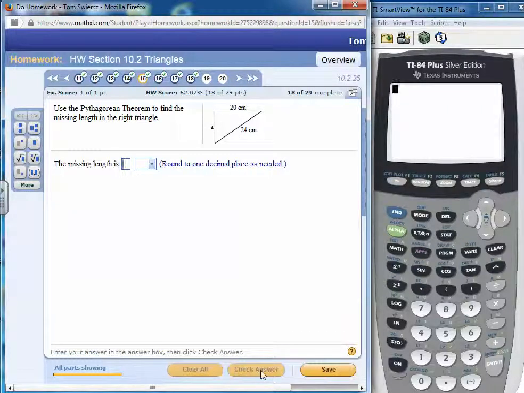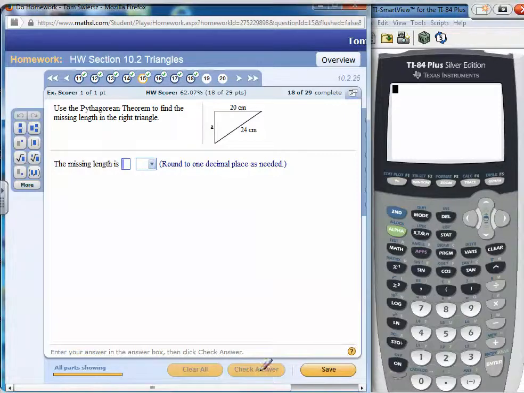Let's go ahead and solve homework exercise number 15 from section 10.2. It states that we need to use the Pythagorean theorem to find the missing length of the right triangle. Obviously the missing length is side a. As it goes by looks, here is the right angle. Opposite the right angle is the side 24, so that is the hypotenuse.